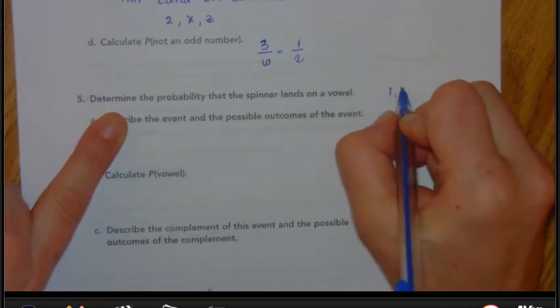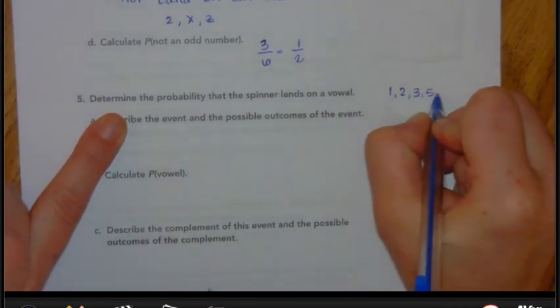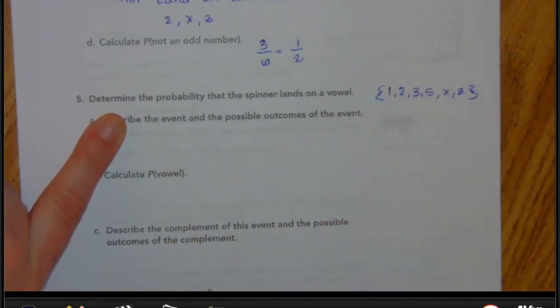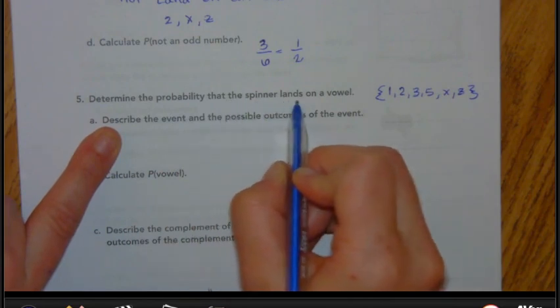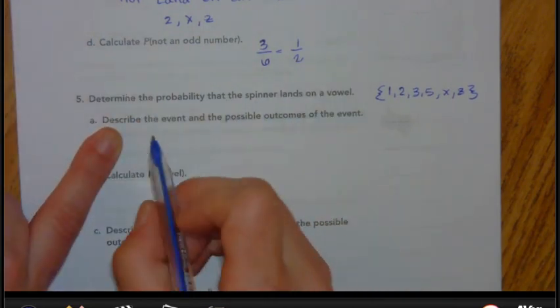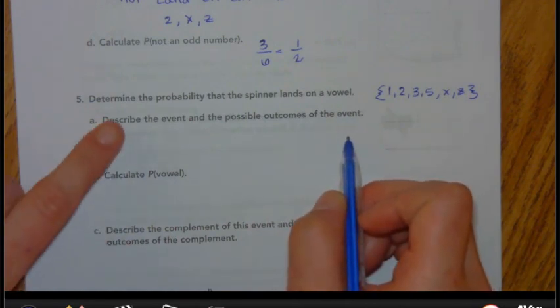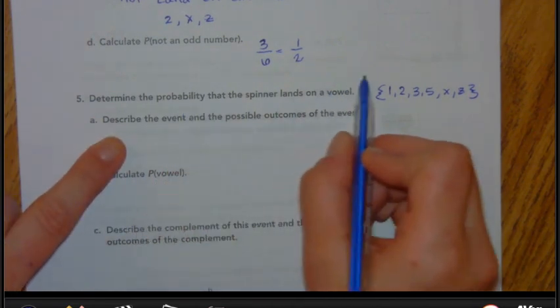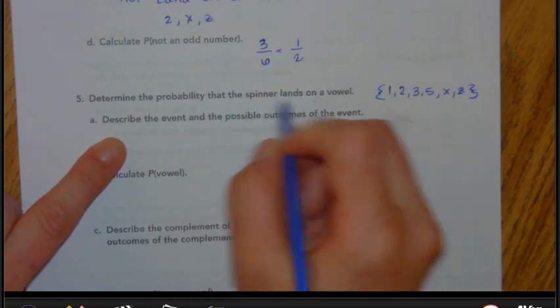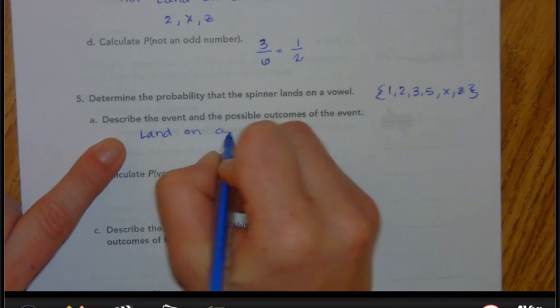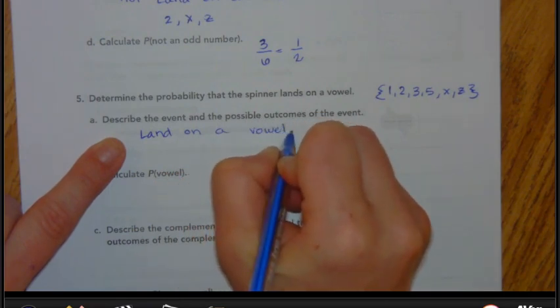All right. Number 5. Determine the probability that the spinner lands on a vowel. Describe the event and the possible outcomes of the event. Okay, so what is the event? What am I asked to find? Landing on a vowel.